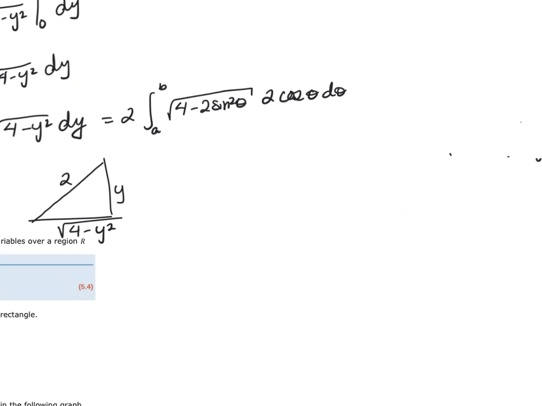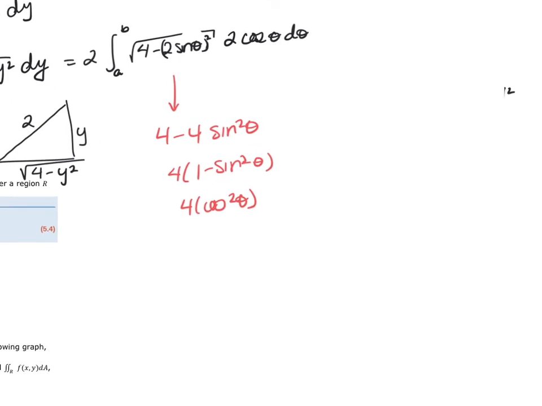Then with my trig sub, I have that should be 4, that should be 2 the sine of theta, the quantity squared. So this is going to be 4 minus 4 the sine squared of theta, which is 4 times 1 minus the sine squared of theta, which is 4 multiplied by the cosine squared of theta, which then, taking the square root, gives me 2 the cosine of theta.